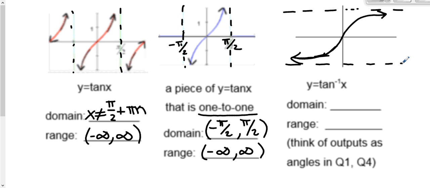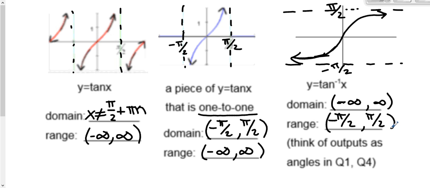Okay, and so where were the vertical asymptotes of tangent? They were at negative pi over 2 and pi over 2. So that's where the horizontal asymptotes of inverse tangent are going to be. So the domain is going to be the range of tangent. So that was negative infinity to infinity. And the range will be what the domain of tangent was, and that would be negative pi over 2 to pi over 2. Okay, you can think of that in degrees, negative 90 degrees to 90 degrees. So we're outputting angles in quadrants 1 and 4.